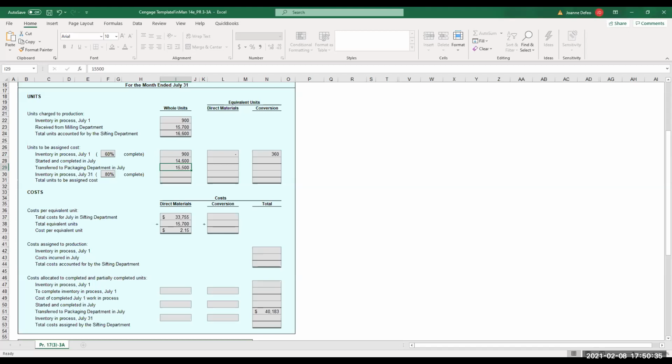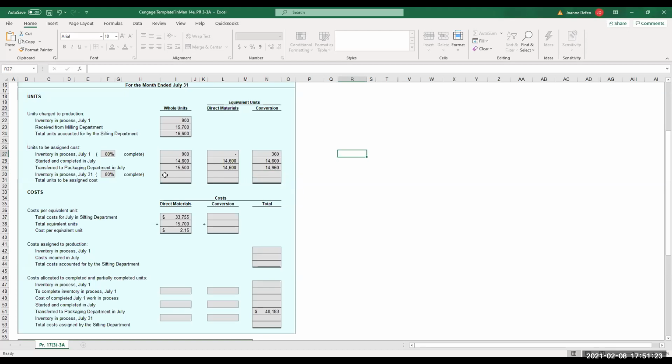So now we didn't do anything with these. We started and completed them in July. So as far as materials, all 14,600 have to be worked on as far as materials. And all 14,600 need converting. And now all we do is add again. So we basically equal plus this. And then here, equal plus this. Enter formula of percent complete times whole units. Okay, so they give you some pointers.